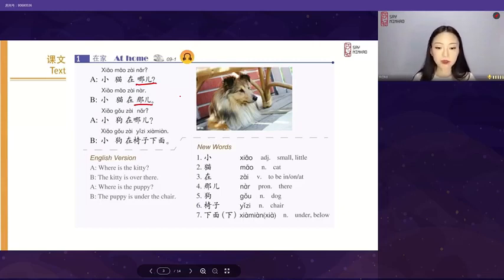Okay, now let's try to read it in rows. I will be A and you will be B, okay? 3, 2, 1. 小猫在哪儿?小狗在哪儿?Okay, very good. Now let's switch the role. You will be A, okay? 3, 2, 1. 小猫在那儿。小狗在椅子下面。Okay, very good. Now let's move on to text 2.